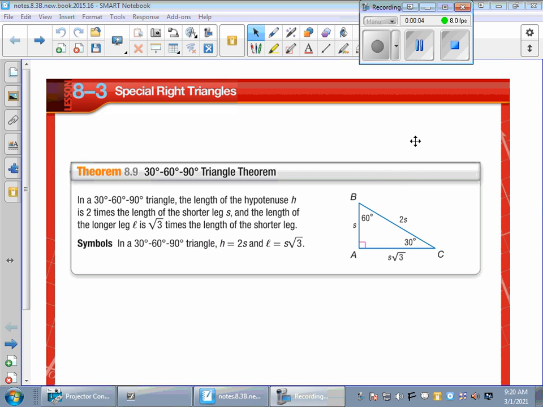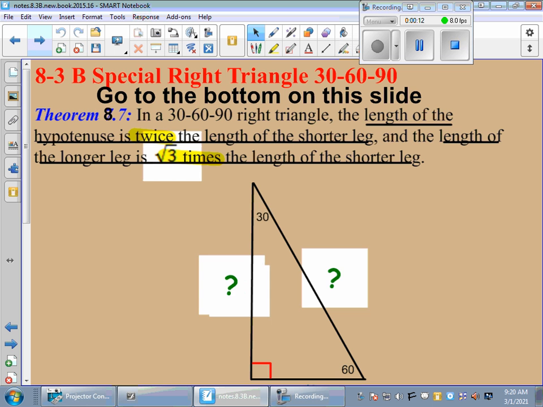So the second part here of section 8.3, special right triangles, is a 30, 60, 90. You can read this slide here. I like this pictorial example a little bit better. It kind of walks us through what we have here.